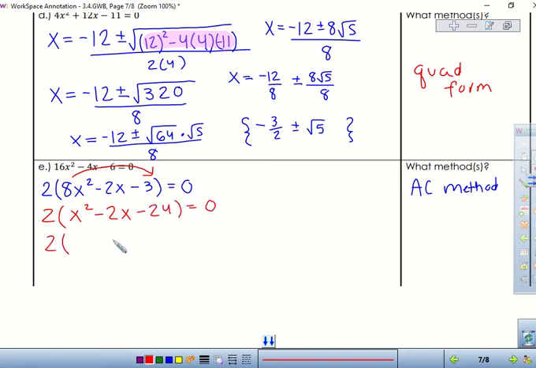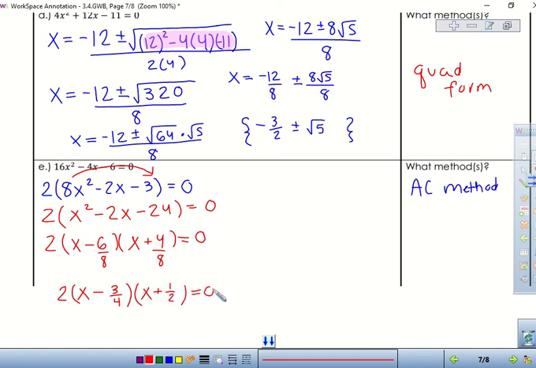So now I'm looking for factors of negative 24 that add up to negative 2, which are negative 6 and positive 4. Now I have to divide by what I multiplied by, which is 8. And these are going to simplify to become negative 3 over 4 and 1/2.